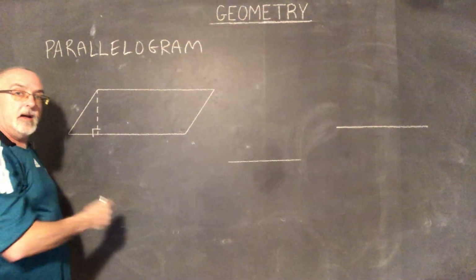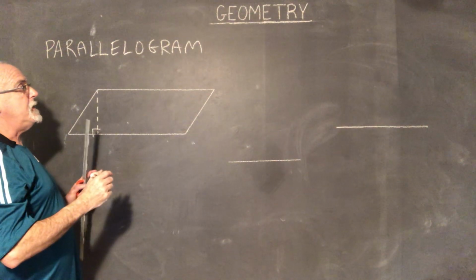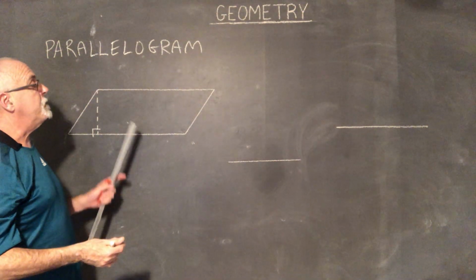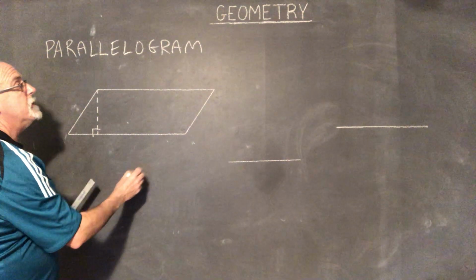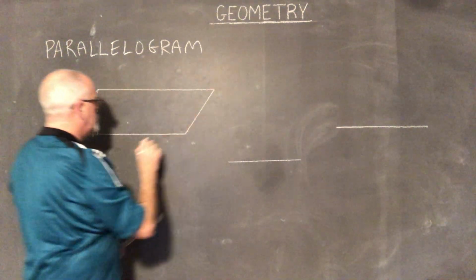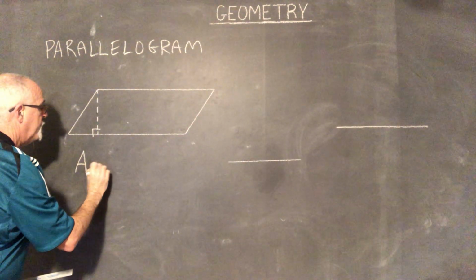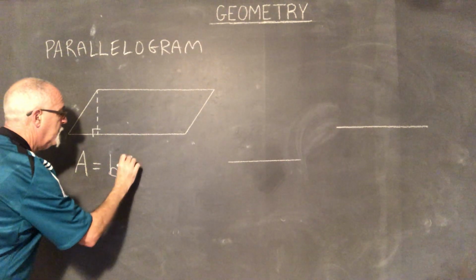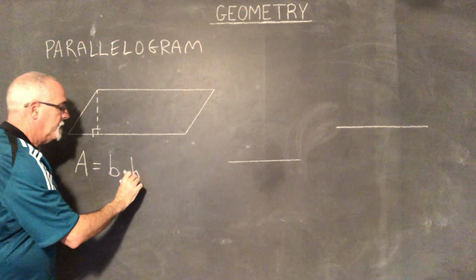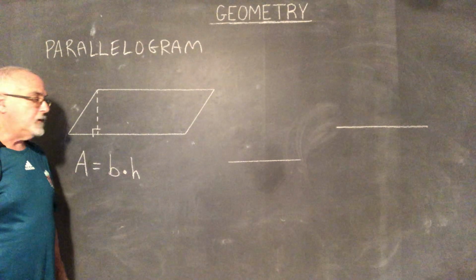So we use the height in the formula for the area of the parallelogram. I'll write it here. Area is equal to base times height. It looks a little familiar because it looks the same as the rectangle formula.